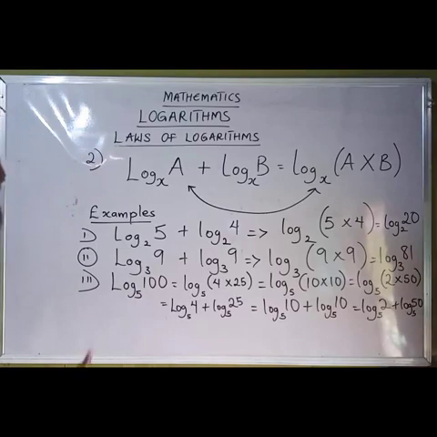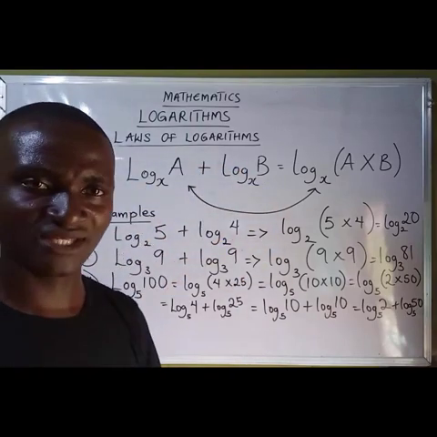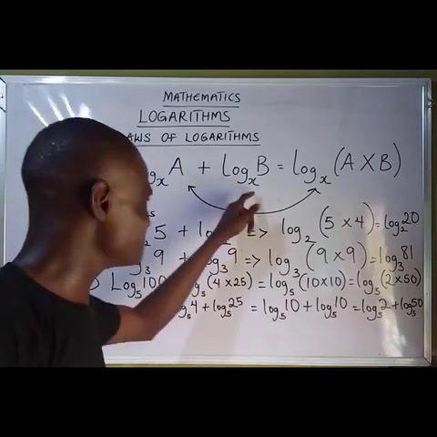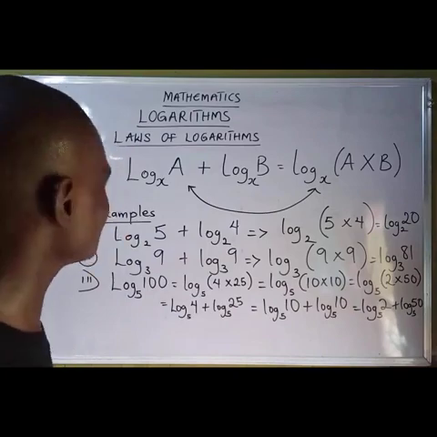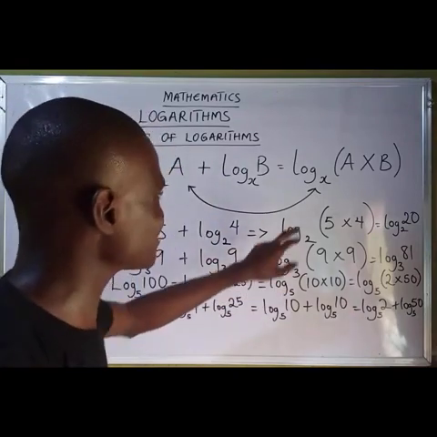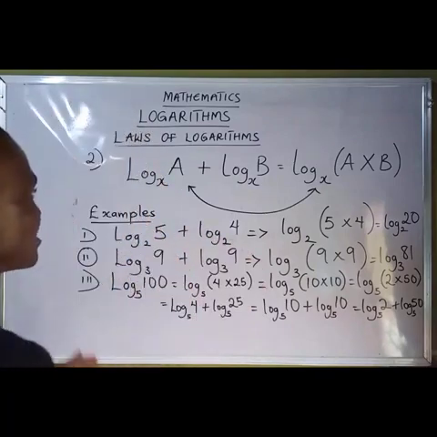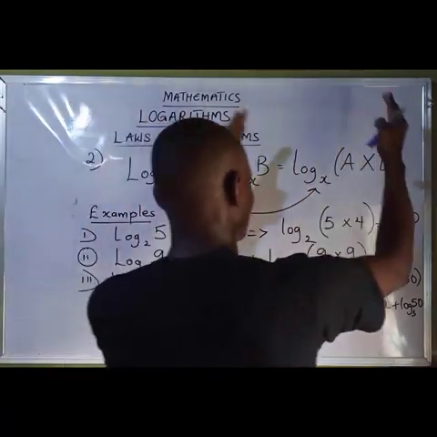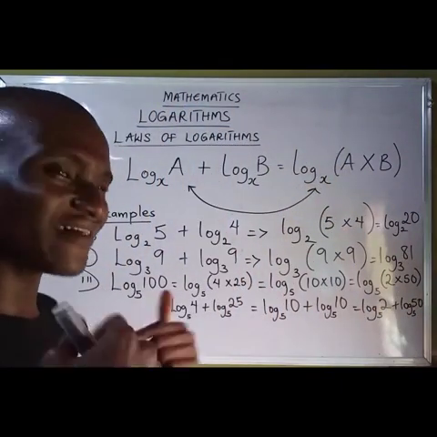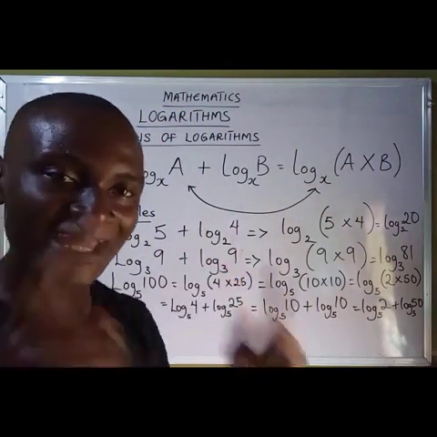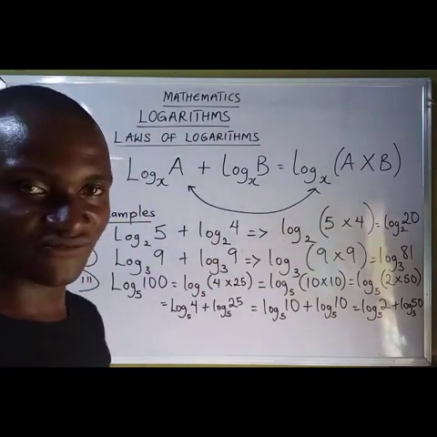Anytime we see we need to add two logarithms together, as long as they have the same base, all you just have to do is multiply the two numbers and don't forget to write that base. So if you wish, you can transform from this way to this way, or you transform from here to here, but just have it at the back of your mind that anytime you want to add logarithms, this is what you just have to do.